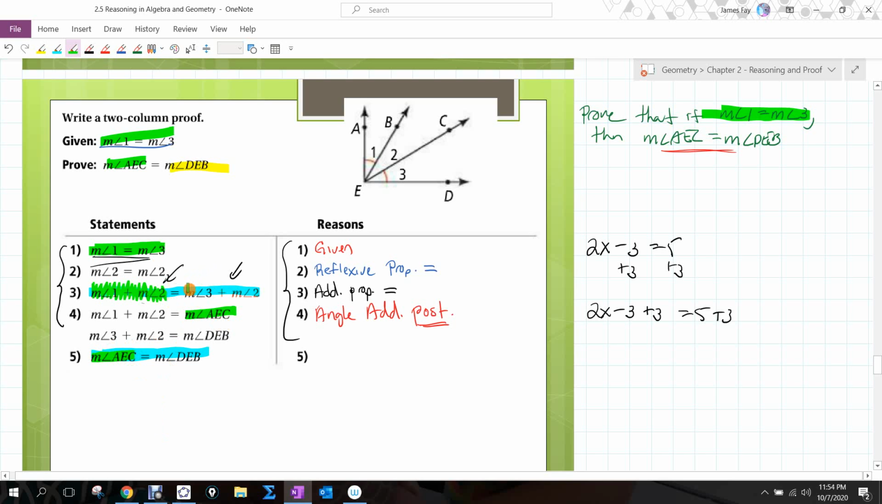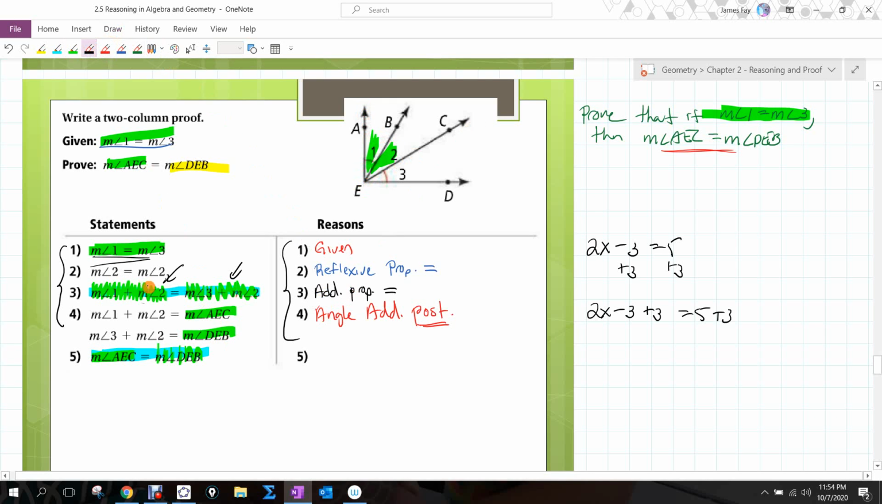And then in statement 3, we see 3 plus 2 right here. Well, 3 plus 2, we said that's the same thing as DEB. So down here, we put in DEB. So statement 3 and statement 5 are the same, but in statement 3 where it said 1 plus 2, we're going to rewrite it as AEC, give it a different name. If I look at 1 plus 2, and 1 plus angle 2, that is AEC.